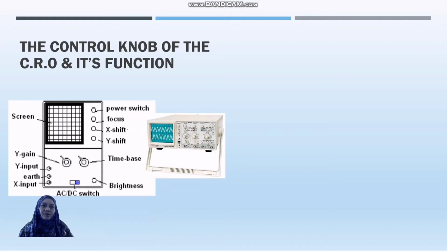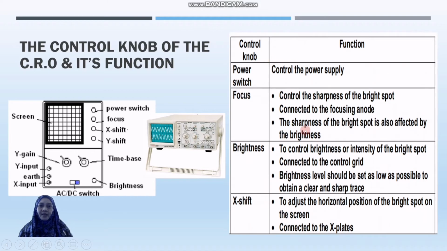Okay, so this is the front view of the CRO. You can see there are a lot of control knobs there. So what are those control knobs and what are the functions of each? It is explained in this table. So first we have the power switch, the on-off button. It is used to control the power supply, to switch it on or off. Second is the focus knob. This focus knob is used to control the sharpness of the bright spot, and it is connected to the focusing anode. Okay. Then comes the brightness knob.